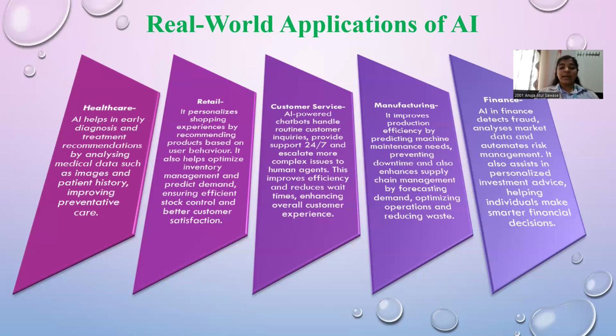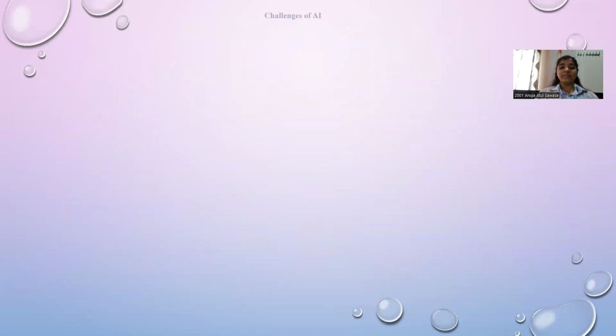Then manufacturing. It improves production efficiency by predicting machine maintenance needs and preventing downtime, and also enhances supply chain management by forecasting demand, optimizing operations, and reducing waste. Then finance. AI in finance detects fraud. It analyzes market data and automates risk management. It also assists in personalized investment advice, helping individuals make smarter financial decisions.